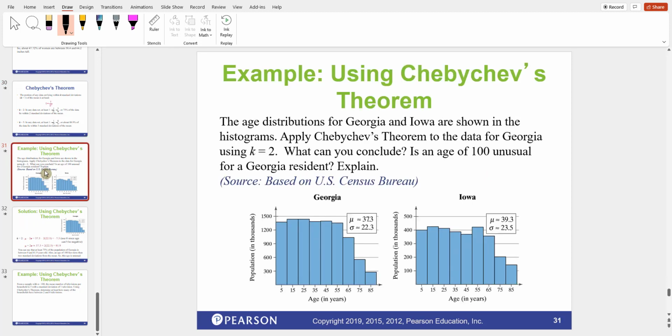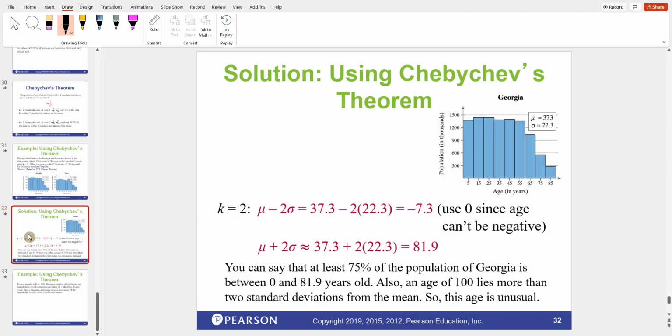In this example, the age distributions for Georgia and Iowa are shown in the histograms. We're going to apply Chebyshev's theorem to the data for Georgia using k equal to 2. What can you conclude? Is an age of 100 unusual for a Georgia resident? And explain. So k equal to 2 means 2 standard deviations.